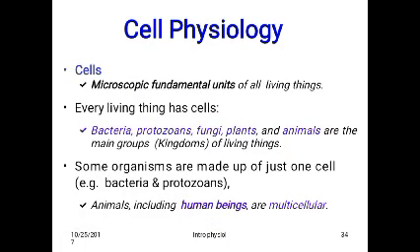Cell physiology. Cells are the microscopic fundamental units of all living things. Every living thing has cells. Bacteria, protozoans, fungi, plants, and animals are the main groups, kingdoms, of living things. Some organisms are made up of just one cell. Example, bacteria and protozoans. Animals, including human beings, are multicellular.